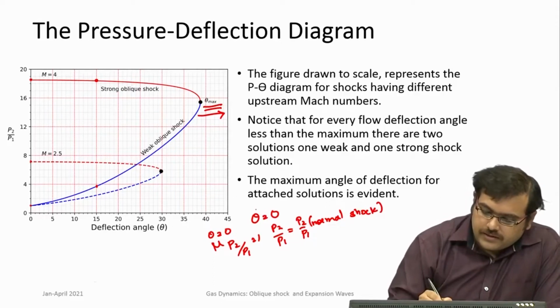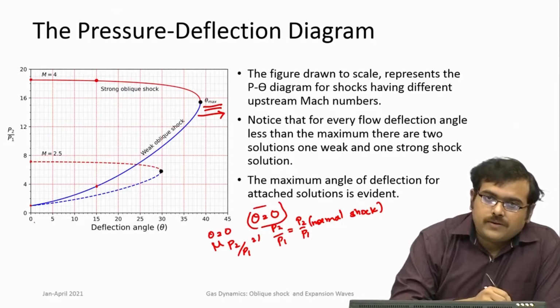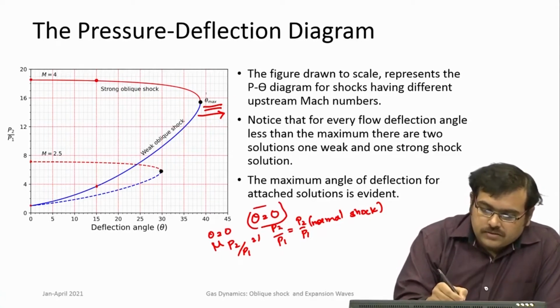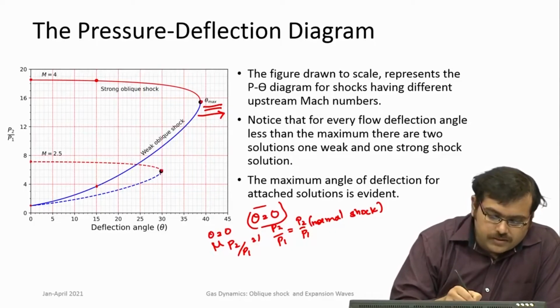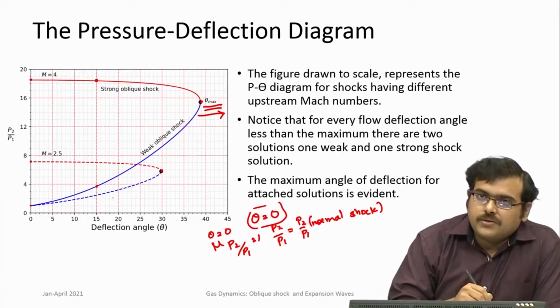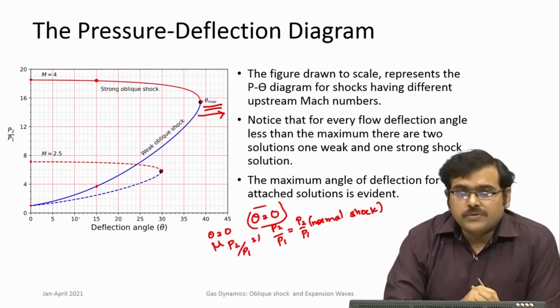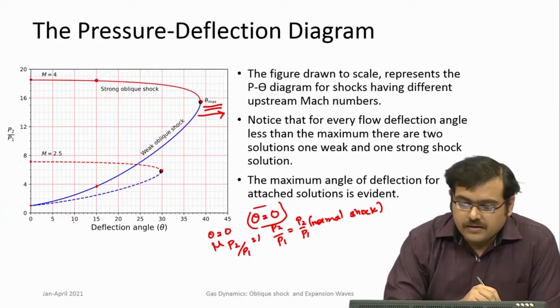So, even for angle theta equal to 0, you can see there are two solutions. One is a Mach wave, the weakest possible oblique shock, and the other one is the strongest possible oblique shock, that is a normal shock. And the maximum angle is represented here. For another Mach number it will be a different point theta. So you should be aware of this pressure deflection diagram. It is often used to represent certain solutions when we look at interaction of shock waves.